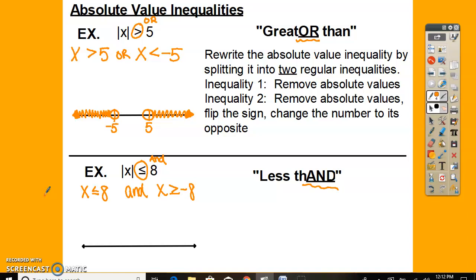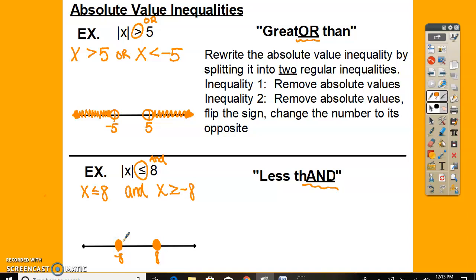Now, whenever I shade my bottom one, my first solution, x is less than or equal to 8. So if I think about 8 on the number line, less than or equal to it means I shade in the circle, and I would normally be shading everything to the left. But it also has to be x is greater than or equal to negative 8. So that's a solid circle.